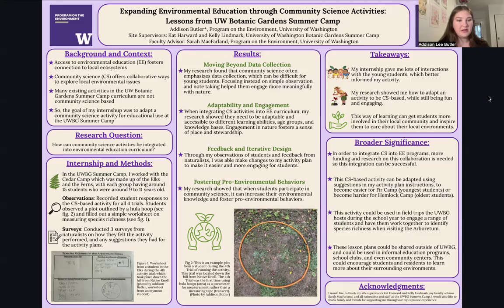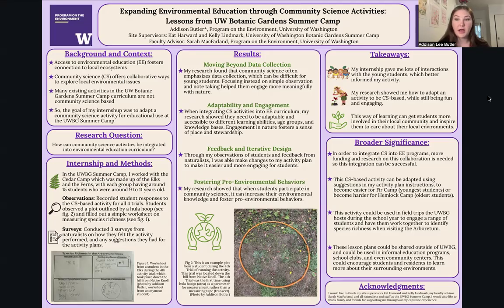For my internship at the UWG summer camp, I worked at Cedar Camp, which is made up of two groups, the Ferns and the Elks, both of which had about 15 students in each group. All of them were around 9 to 11 years old, and each group also had one naturalist, which is basically a camp counselor, and a junior naturalist, which was a high school age student volunteer.